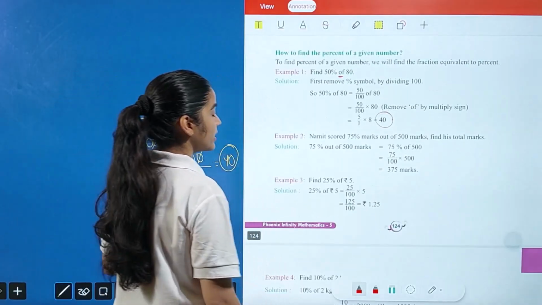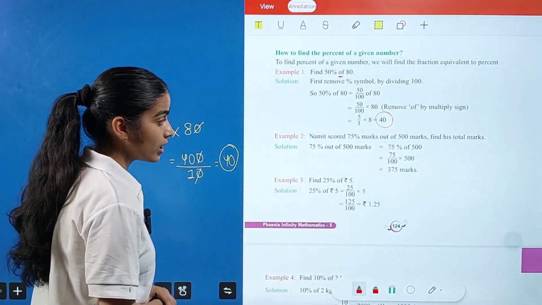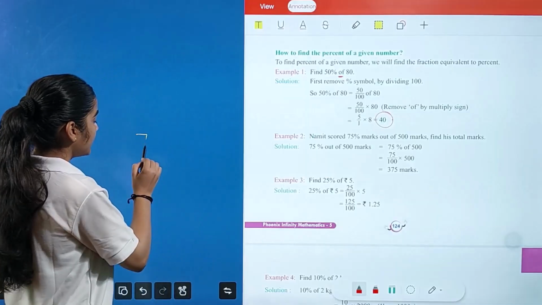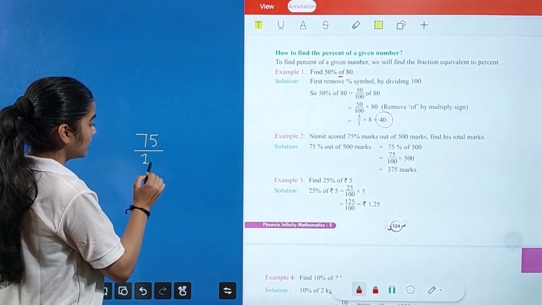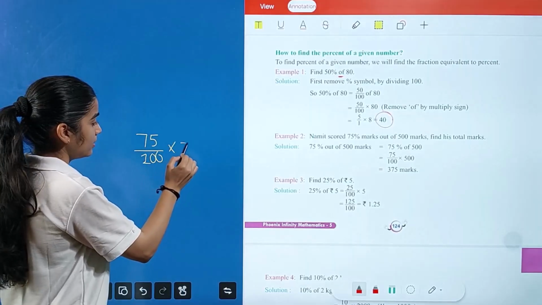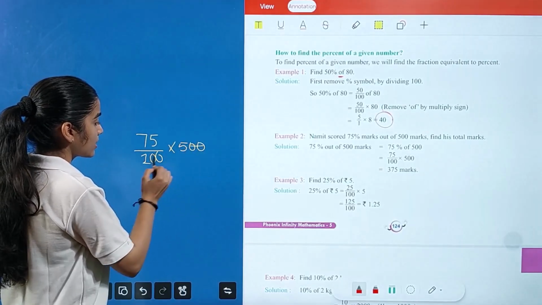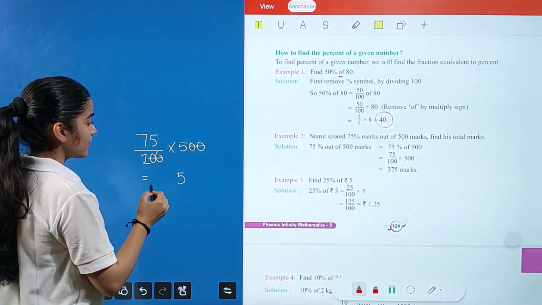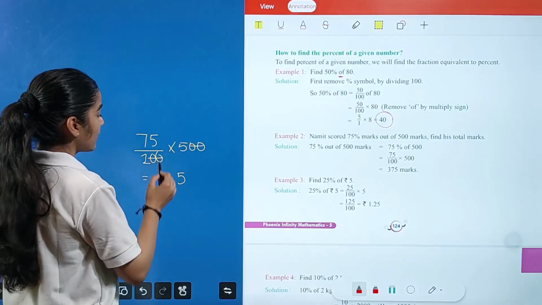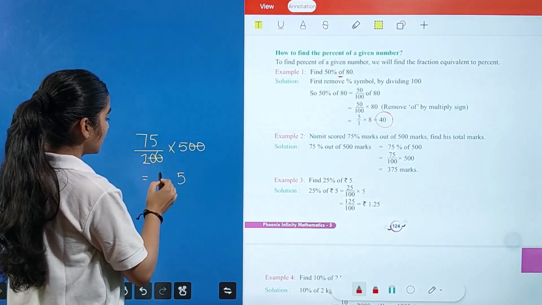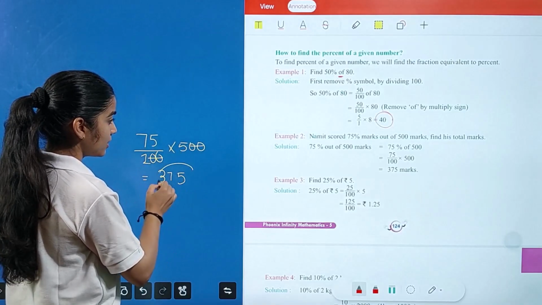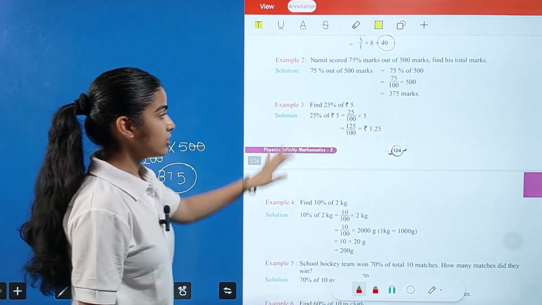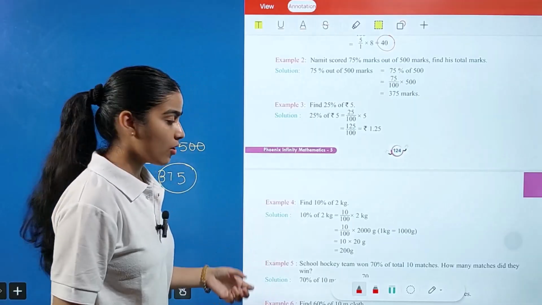Now Namit scored 75% marks out of 500 marks. Find his total marks. So 75 upon 100 multiplied by 500. Two zeros are cancelled out with 2 zeros. So 5 5s are 25. 3 7 5s are 35. 5 5s are 25. 2 7 5s are 35. So here we have 375 as our answer. So you can simply calculate how much part you have of the percentage.